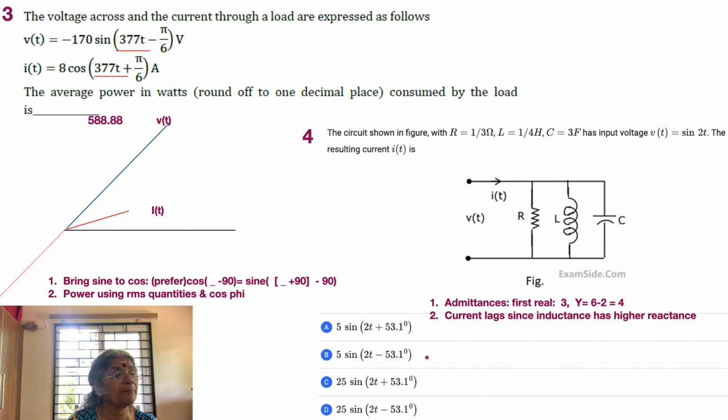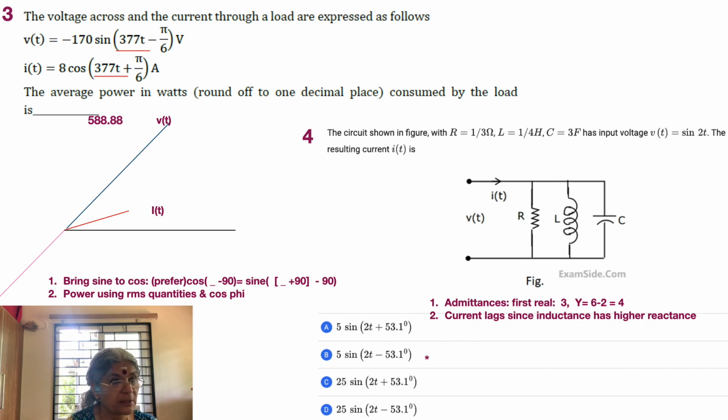Now let's plot i(t). It has a value equal to 8, unlike the voltage which is 170, and we see that 377t, so omega is the same. We can use these two quantities to calculate the power without any problem. And this plus pi by 6 means 30 degrees. So I have drawn i(t) using a red line here with a magnitude equal to 8 and an angle equal to plus 30. I suppose all these aspects are clear. First we go for converting the voltage from a sine to cosine.